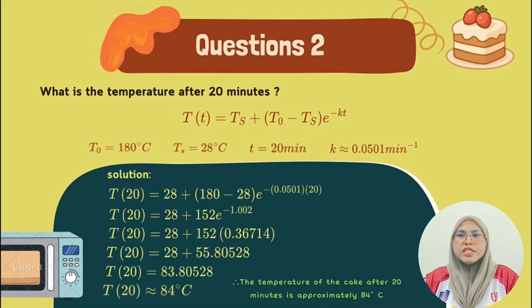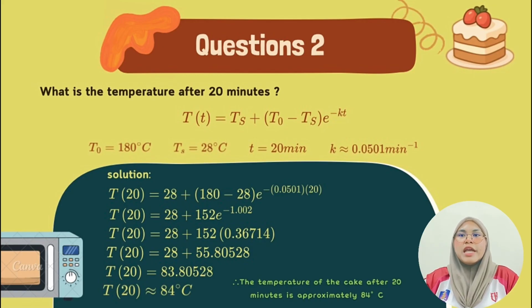To solve this equation, first, substitute the values into the general equation. Then, calculate the initial temperature difference. Next, evaluate the exponent and we'll get negative 1.002. Then, compute the exponential value e to the power of negative 1.002. Approximately, we'll get 0.36714. And multiply the exponential value with the temperature difference. And lastly, add the surrounding temperature to get the final temperature.